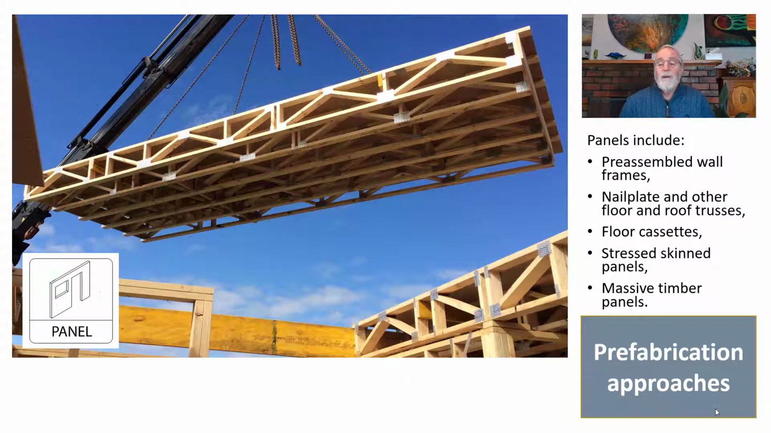Panels include prefabricated wall frames, pre-assembled wall frames, nail plate and other floor and roof trusses, floor cassettes, stress skin panels, massive timber panels such as CLT, and all of these things which are effectively a two-dimensional object if we're considering them that way. So in that photograph, we can see we've got a floor cassette. It's a panel that's been assembled somewhere else. It's got particular structural capacity, satisfies particular performance requirements, and it's brought into place and sat in the building where it's required.